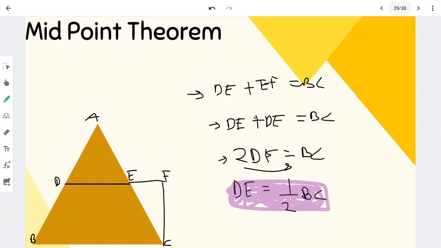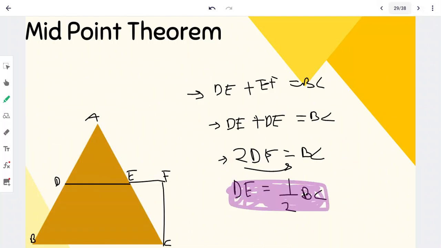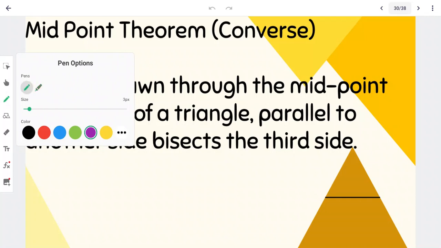So here you see we have proven both the things. The first one is proved, the second one is done. So with this we have proved that they are both parallel and half. Now the converse of the midpoint theorem, this is the last theorem. This is the last one.